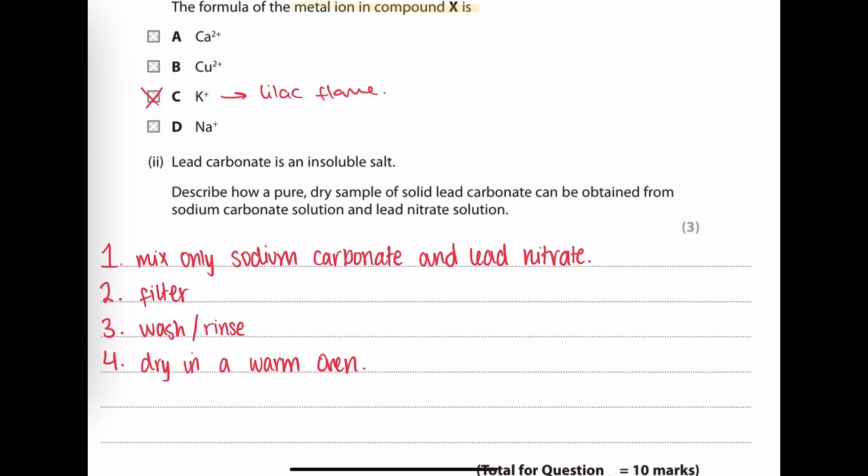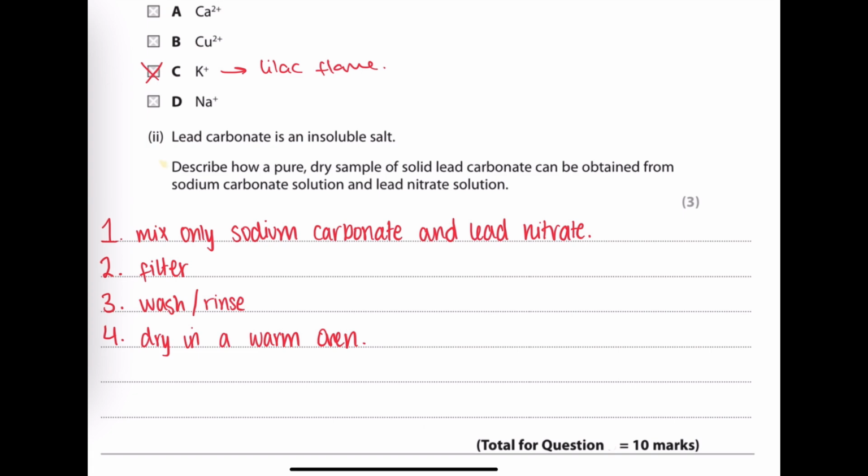2i. Lead carbonate is an insoluble salt. Describe how a pure dry sample of solid lead carbonate can be obtained from sodium carbonate solution and lead nitrate solution. With these types of questions, where it's about getting a pure dry sample, which is basically a salt, it is the same 4 methods that you just need to learn.